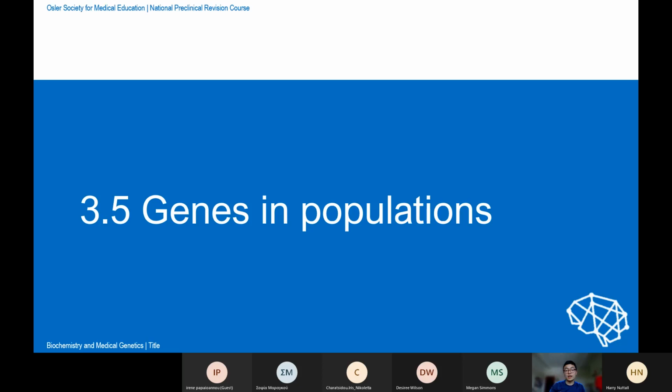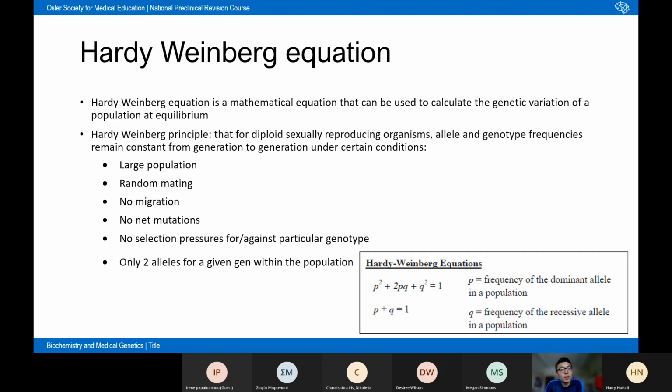Okay, so we're now going to cover genes in the population. And so we're going to cover the Hardy-Weinberg equation. The Hardy-Weinberg equation is a mathematical equation that can be used to calculate genetic variation of a population at equilibrium. And here it is, in the bottom right. We'll talk about it in a minute. It's based on this principle that for diploid sexually reproducing organisms, the allele and genotype frequencies remain constant from generation to generation under given conditions.